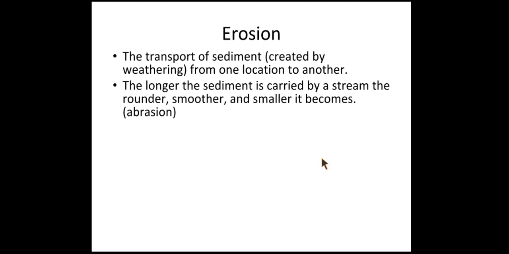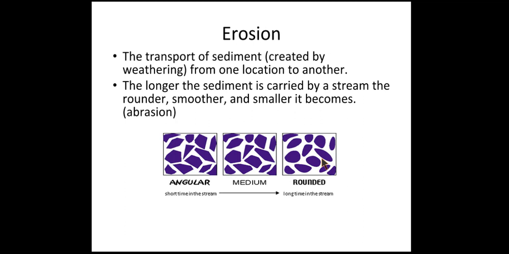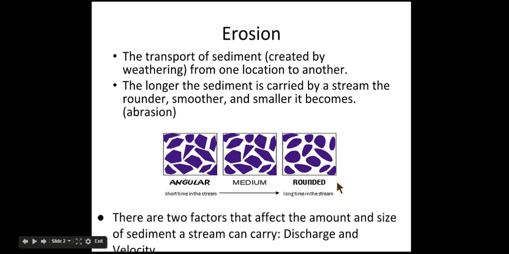The longer a sediment is carried by a stream, the rounder, smoother, and smaller it becomes. So when it first starts out in a stream, it might be more of an angular shape, and you know that it has traveled in a stream for a long period of time when it becomes more rounded, smoother, and smaller.